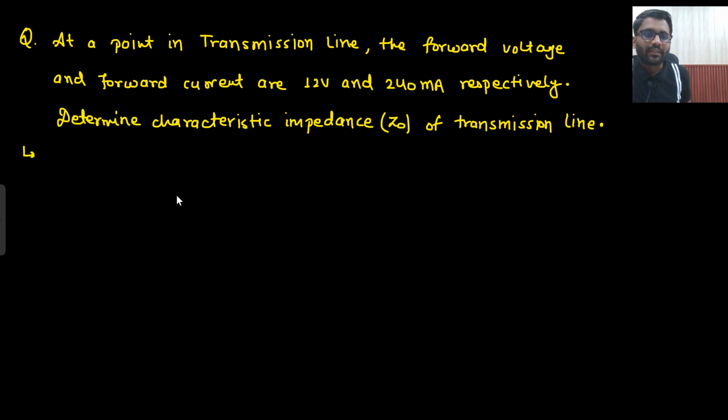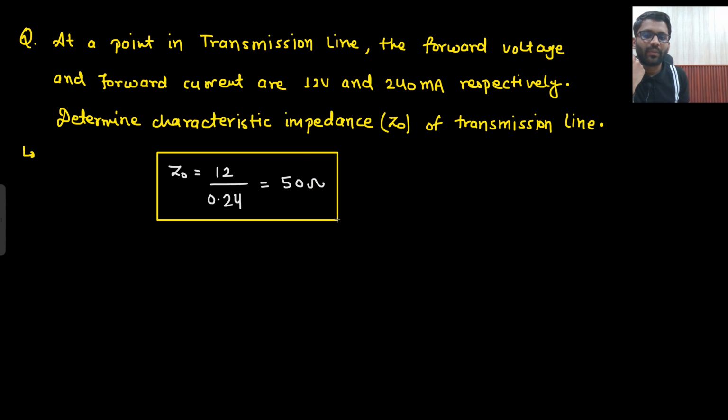Determine the characteristic impedance. Only the forward voltage is given and only the forward current is given. So 12 volt divided by 240 milliampere, so that would be 0.24 ampere, right? 240 milliampere, 0.24 ampere. So if you solve it, you are getting 50 ohm. So that is the value of Z0. Okay, very easy numerical, just to build up the concept of what the value of Z0 is.